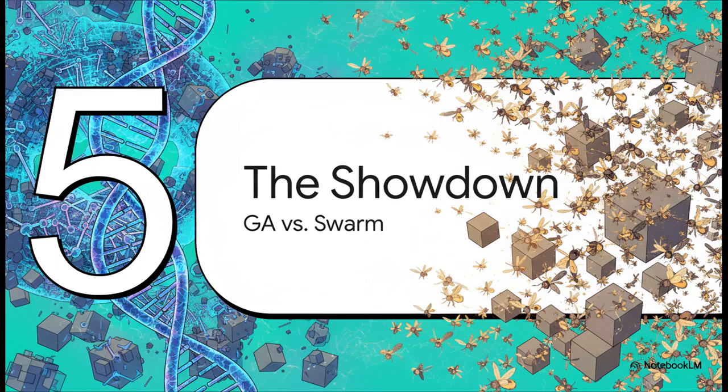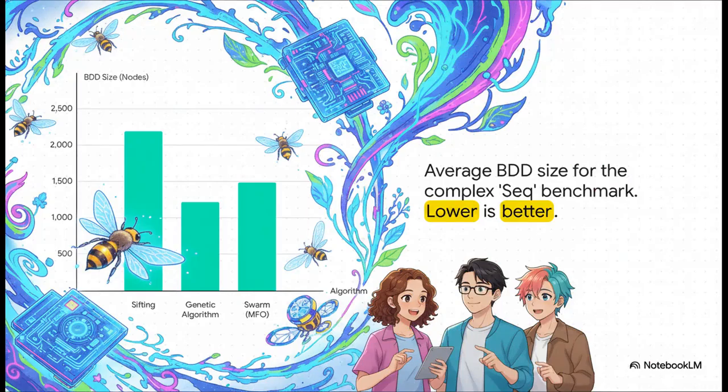All right, so you've got Team Evolution versus Team Swarm. The big question became, which one is better for tackling this insane BDD ordering problem? Researchers decided to put them to the test in a head-to-head showdown. And the results? Wow, they were not even close.